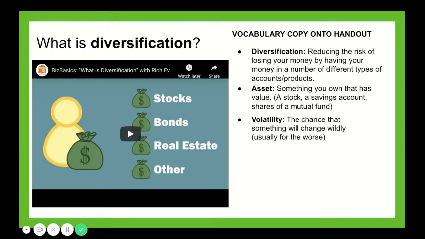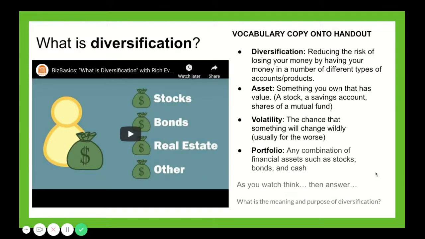Volatility is a word that we use to describe the chance that something will change wildly, and it has a negative connotation, so it usually means that if something's volatile, it could change for the worse. Your portfolio is any combination of financial assets like stocks, bonds, and cash. So your portfolio would be a combination of all your different financial assets.